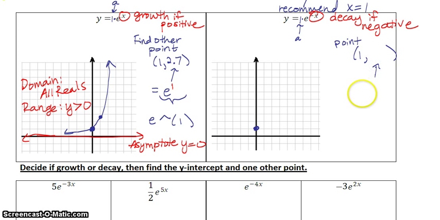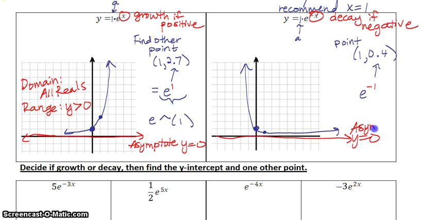And so in my calculator this time, it's e to the negative 1 power. And that ends up being 0.4 if you round it. So (1, 0.4). And so my graph looks something like this. See how it looks like decay? And the asymptote hasn't moved. That's at y equals 0.